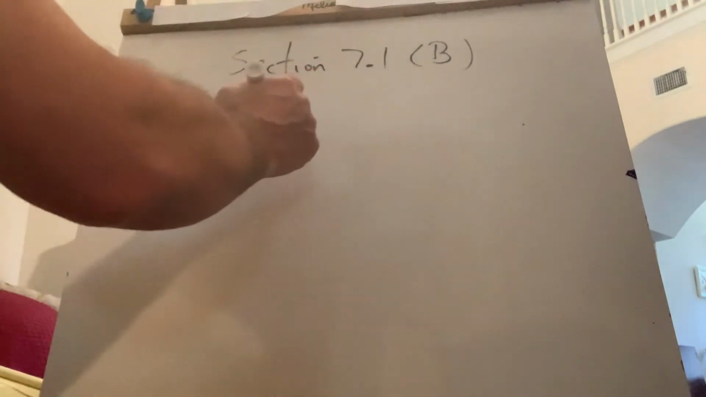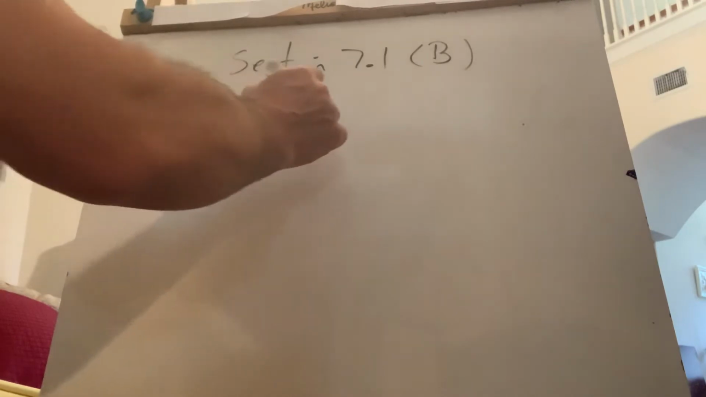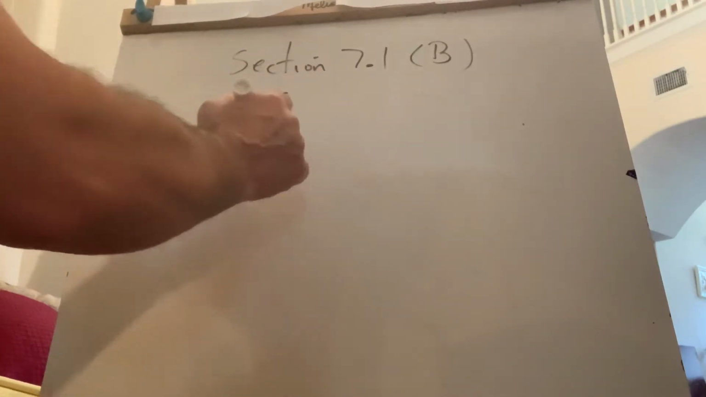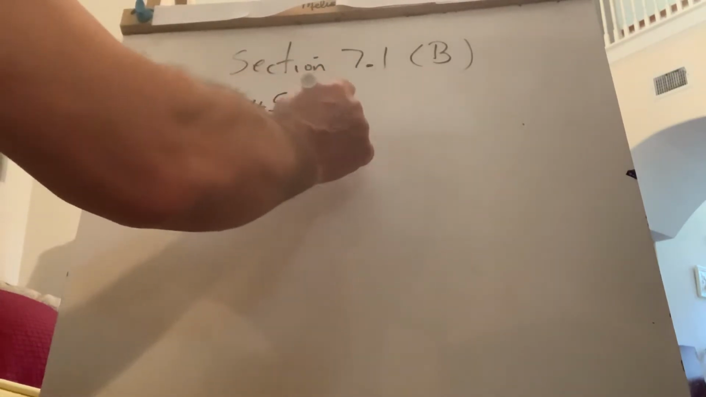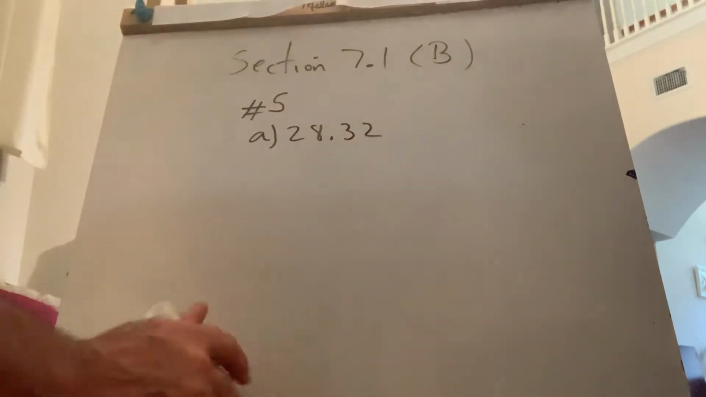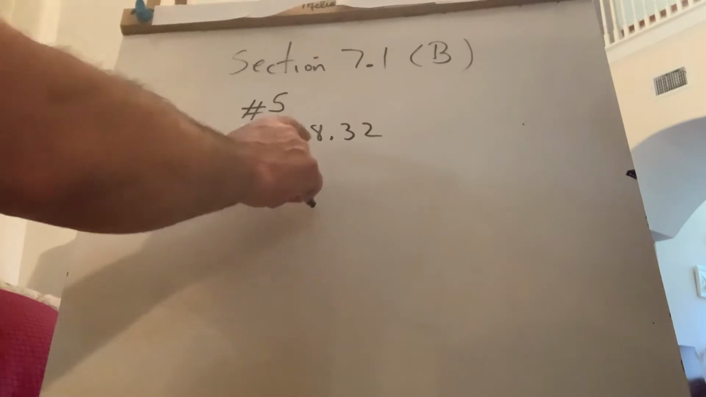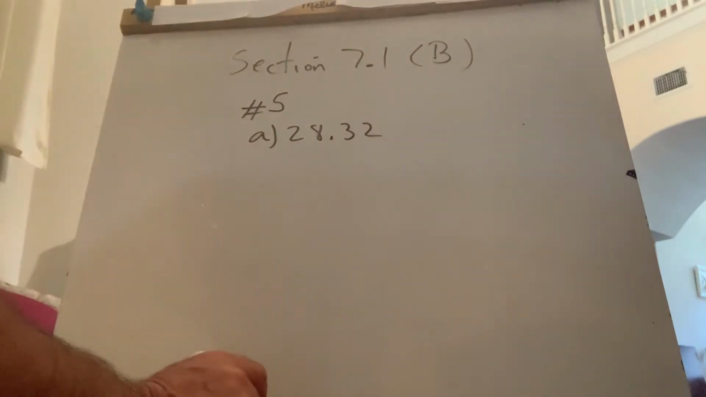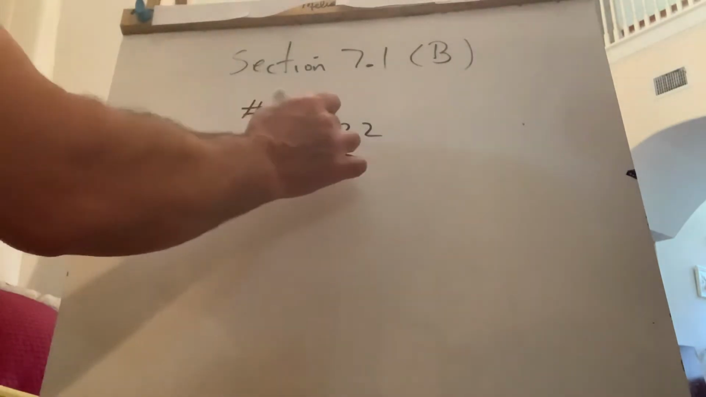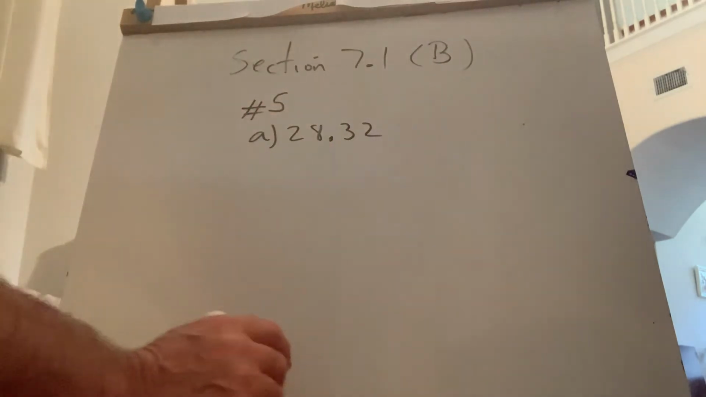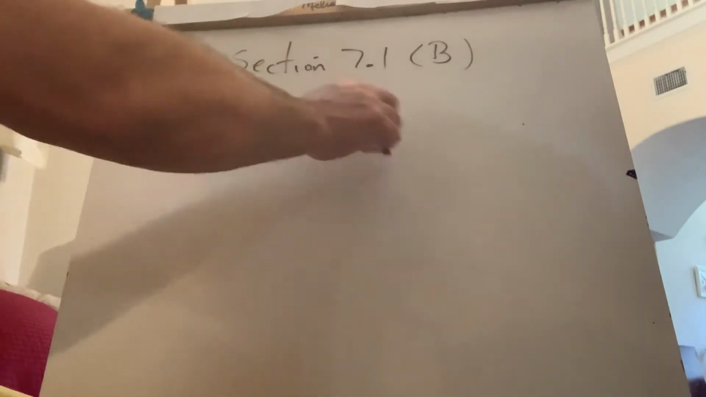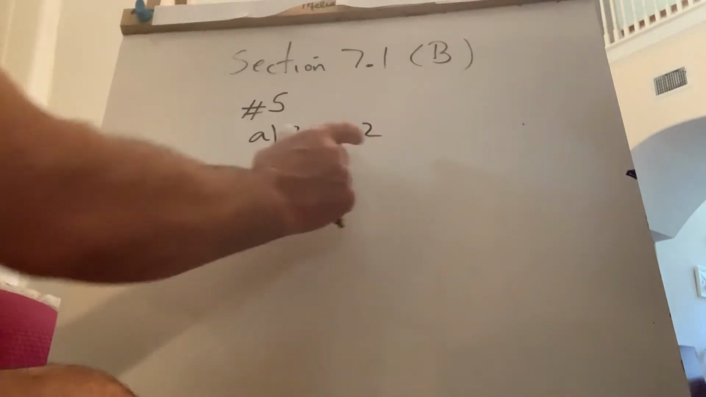So on part A, we have 28.32, or 28 and 32/100. They want us to rewrite this as a fraction and, of course, reduce the fraction if possible. So this is a decimal point, a terminating decimal. They're asking us to change the terminating decimal to a fraction.